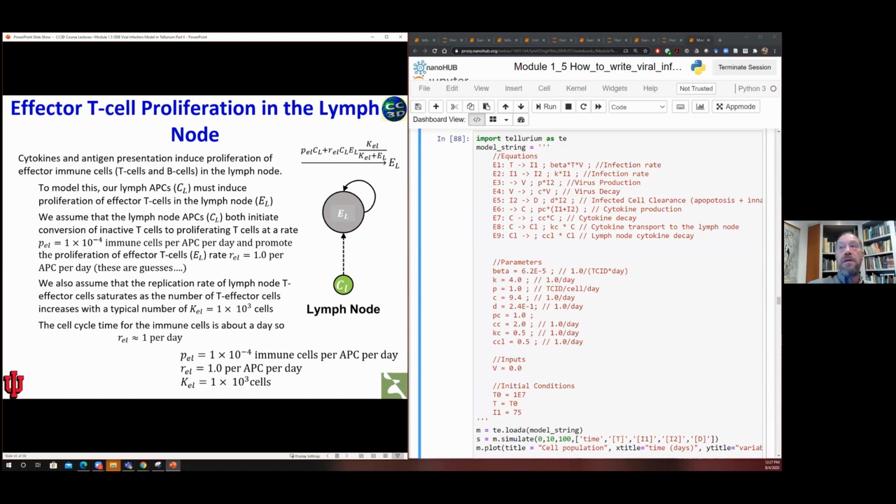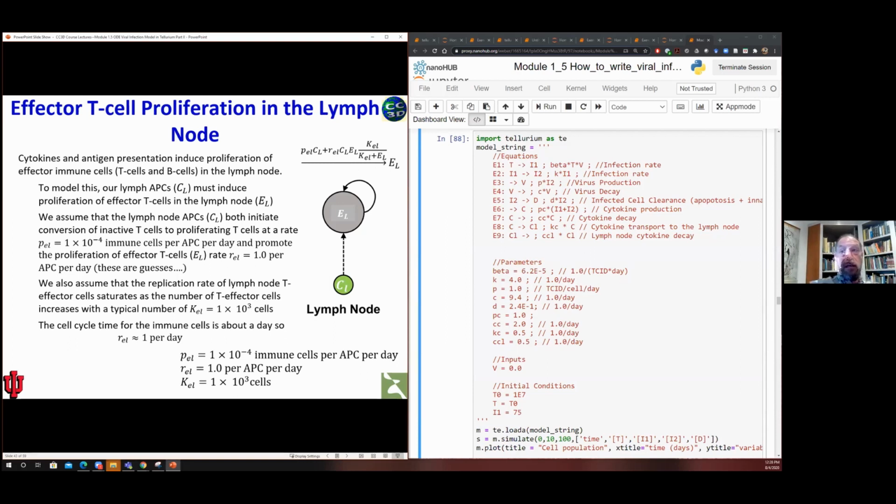And then once those cells are activated, they're going to reproduce themselves. And that's going to give us a term that looks like reproduction rate, which is 1 over the cell cycle time, times the number of immune cells, EL. We're going to assume that there's a saturation, a Michaelis saturation, so that these immune cells can't proliferate without bounds in the tissue.